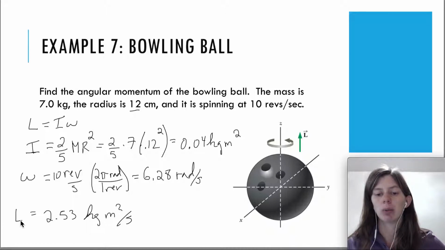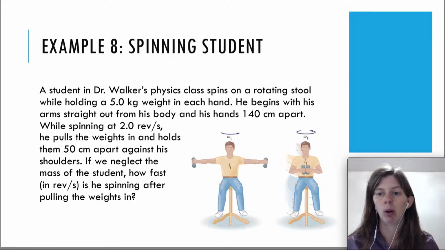So this was just a plug and chug using the definition. This is the amount of angular momentum that it has. The faster it's rotating, the more angular momentum it would have. Let's do one last example using conservation of angular momentum.